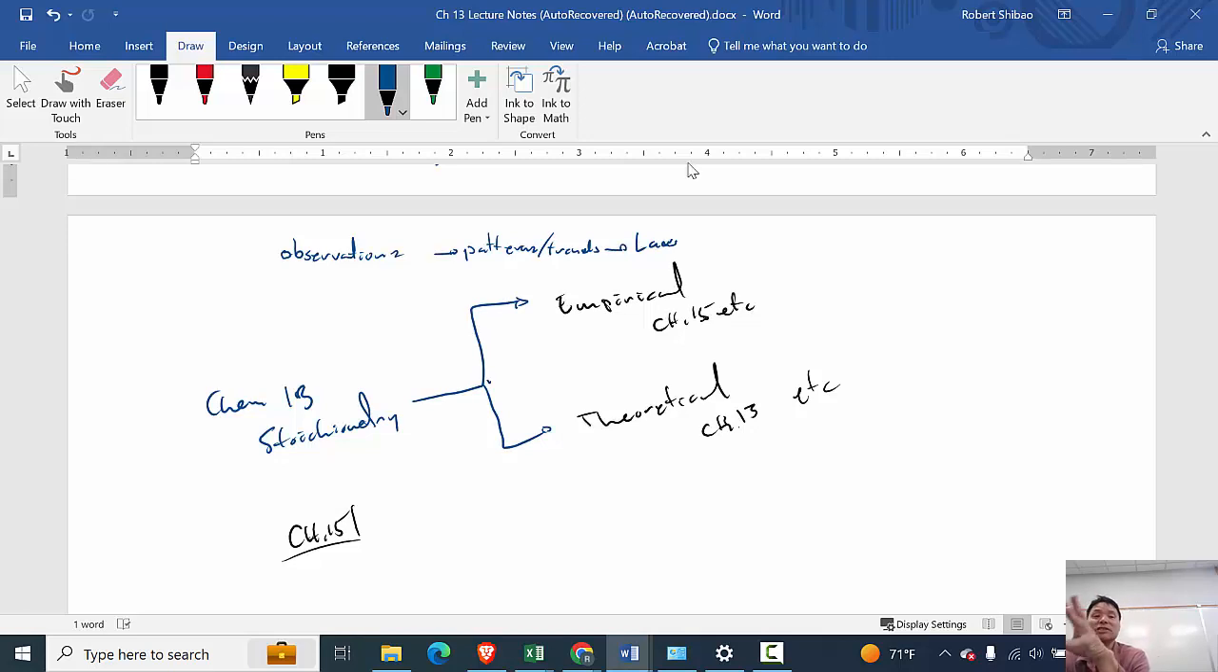So they're taking observations of gases and they notice certain patterns and trends with gases and they come up with the gas laws. And then we can use the gas laws to make predictions. So we can use the laws to make predictions. And then we combine those gas laws to make the ideal gas law. So we have the ideal gas law, PV equals nRT.